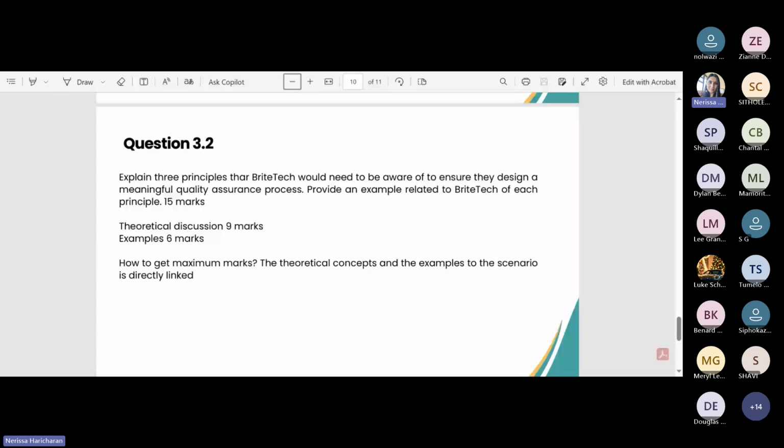Okay, I hope you guys understood that. So 5 marks per principle. And from that per principle, you're going to have 3 marks for theory and 2 marks for examples. So there's a lot from the different 8 principles.